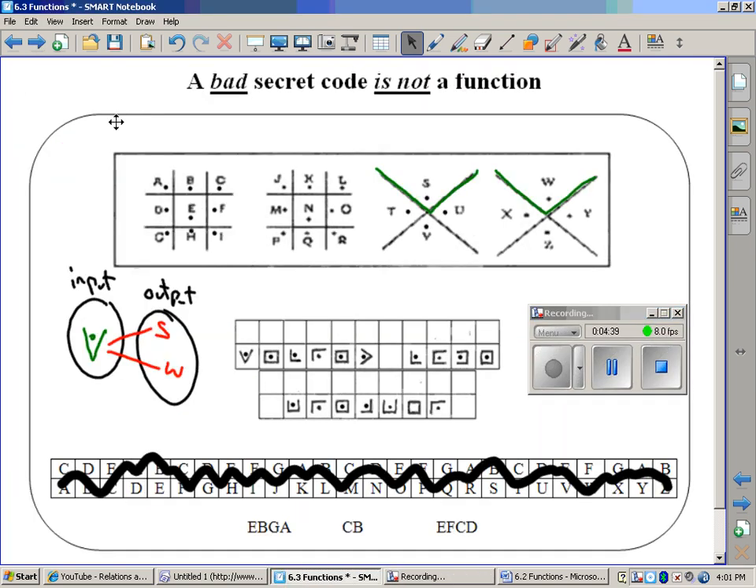A bad secret code is if I have this V dot and I'm wondering which of these two is my output. It could be S, it could be W, I don't know. If my input goes to two outputs, it is not a function, and it's a pretty lousy secret code. Okay, so that's a short explanation of what a function is and what a function is not.